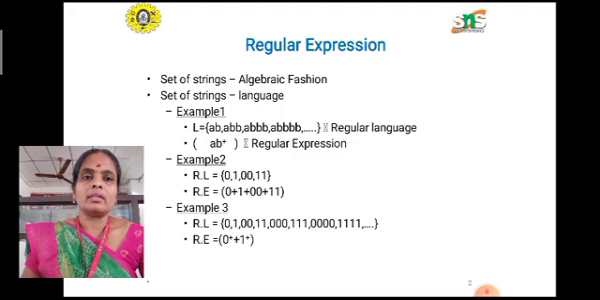Example 1 takes a combination of alphabets A and B. Using A and B, the set of strings formed is AB, ABB, ABBB, and it goes on. So this is the possible set of strings which the user can give.